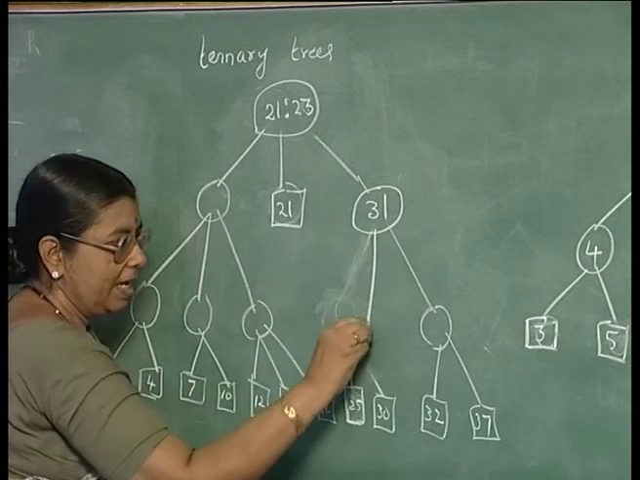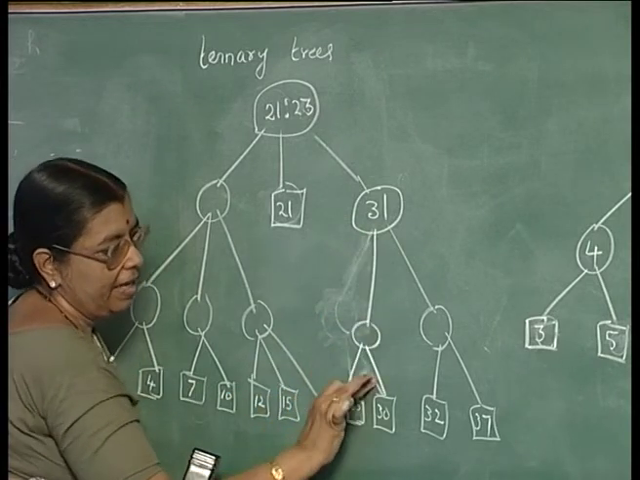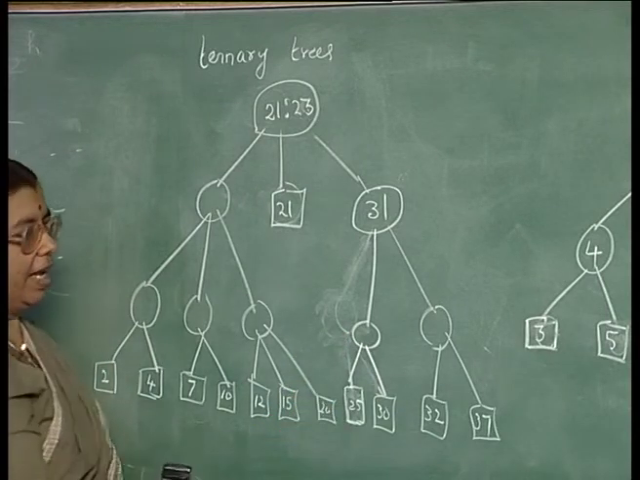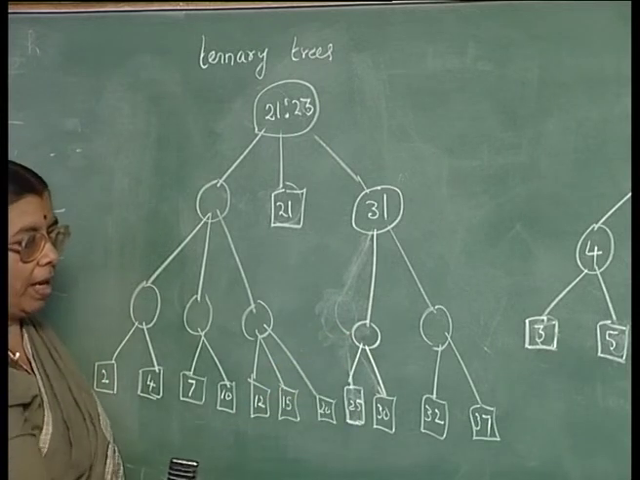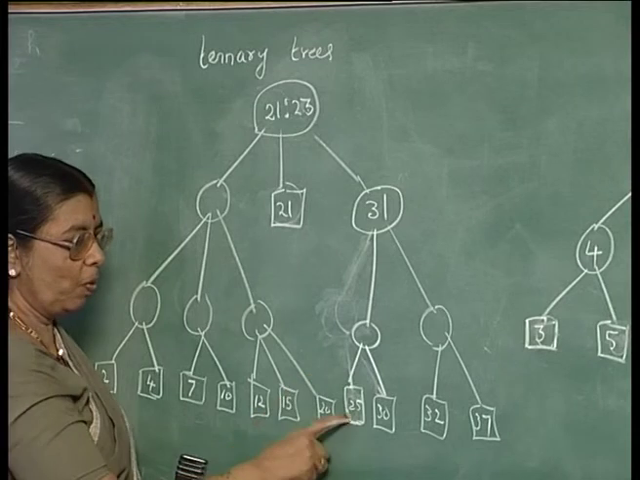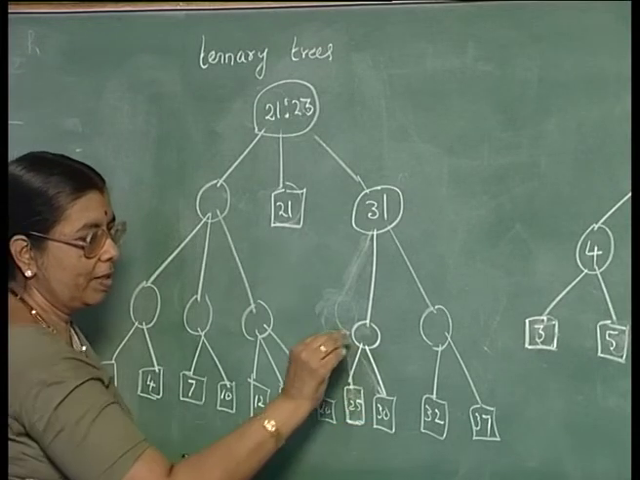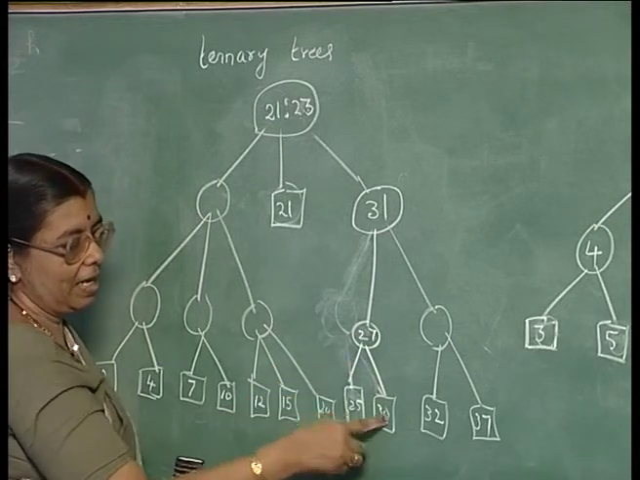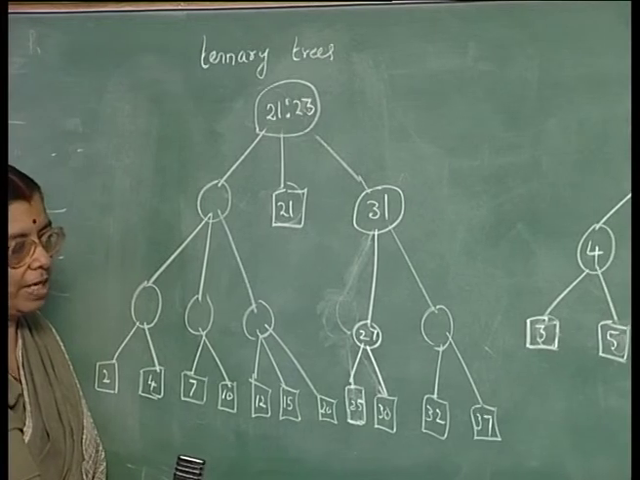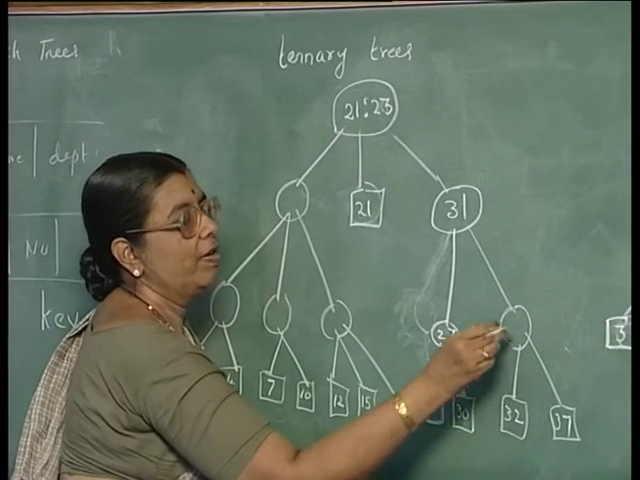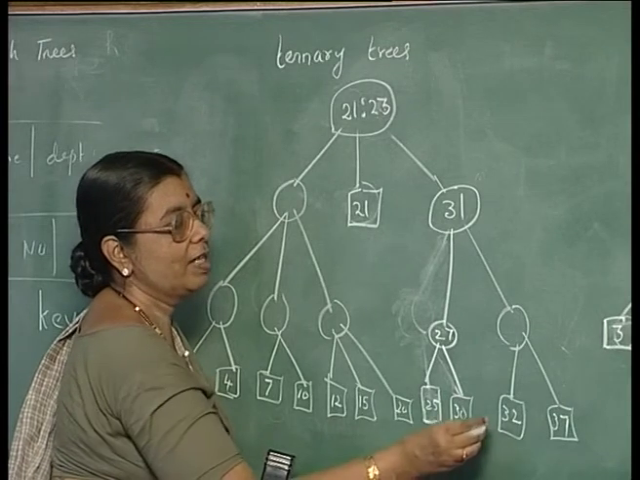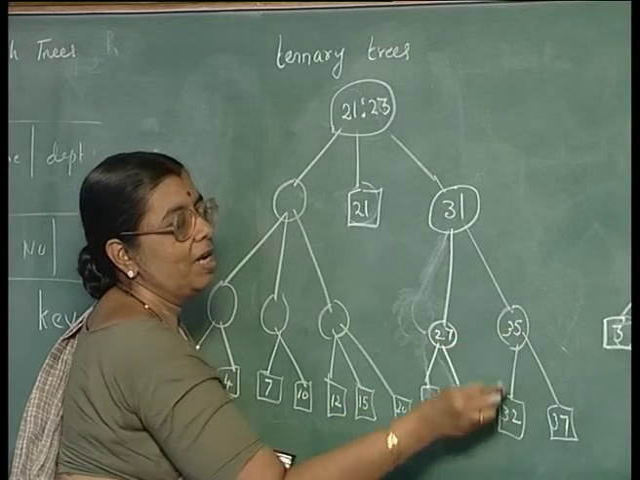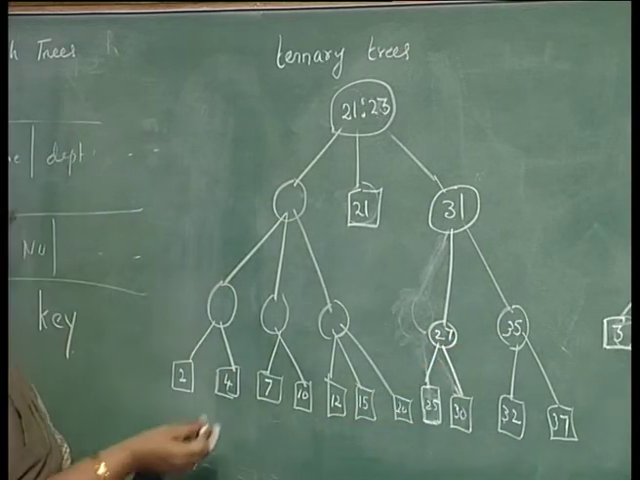Maybe I should draw it in a slightly different way, so that the left and the right are clearly seen. So, here I should have a value such that it should be more than 25 and less than or equal to 30, something like 27 I can have. So that the lesser value goes to the left subtree and the greater than or equal to value goes to the right subtree. Here also there are only 2 sons, so I can have a value, say something like 35 here. So that values less than 35 go to the left subtree, values greater than or equal to 35 go to the right subtree.